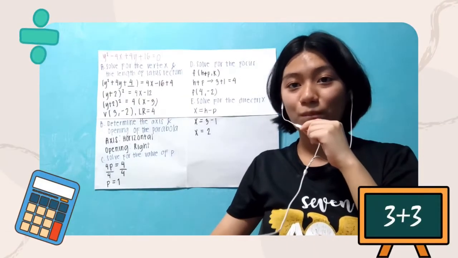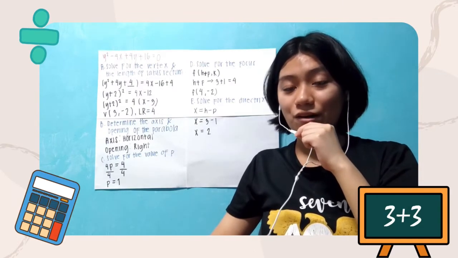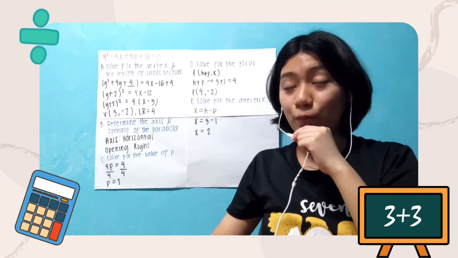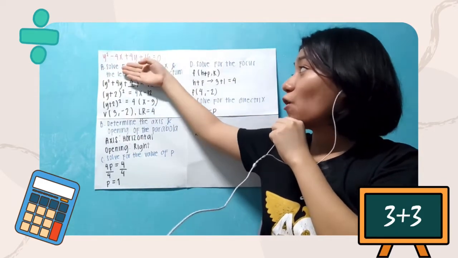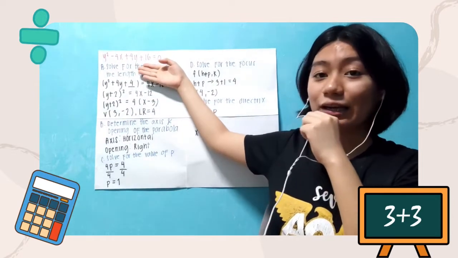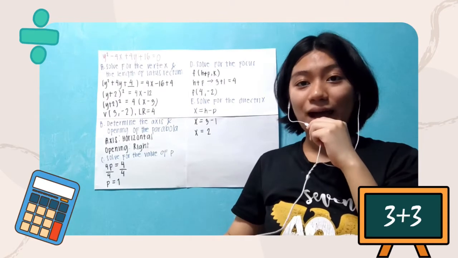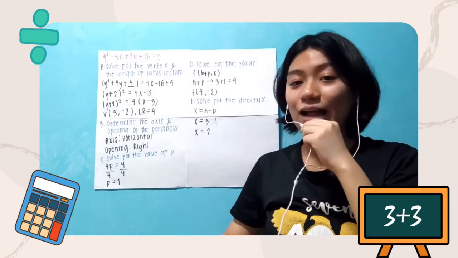For the second problem, we need to compute for the properties of the general equation of the parabola, which is y squared minus 4x plus 4y plus 16 equals 0. Let us start by solving for the vertex and the length of the latus rectum.